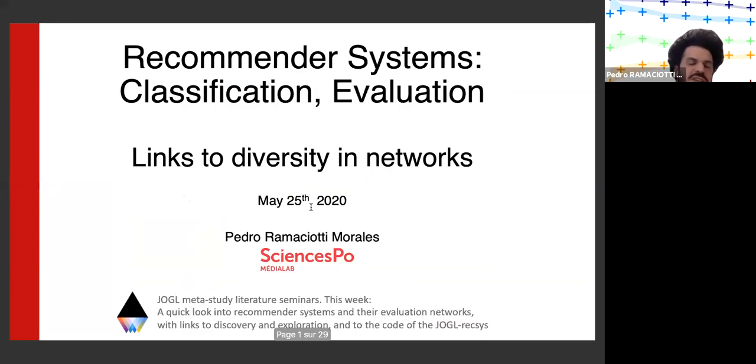So it's a presentation where I show a lot of different things, not in depth, but hopefully in an articulate way, touching a lot of issues that we have had regarding recommender systems, evaluation, the links to diversity, exploration, etc., and the connection with HinPy and Juggle. So it's a mashup of a lot of things.